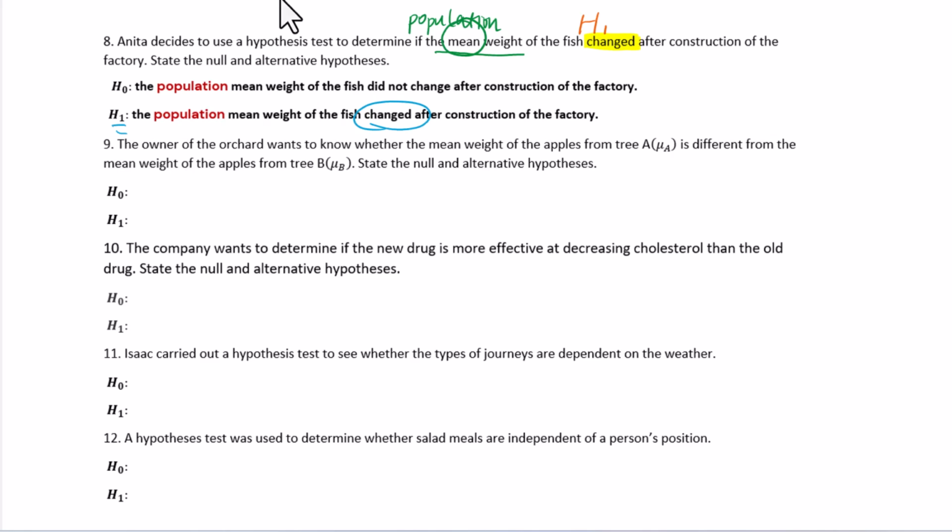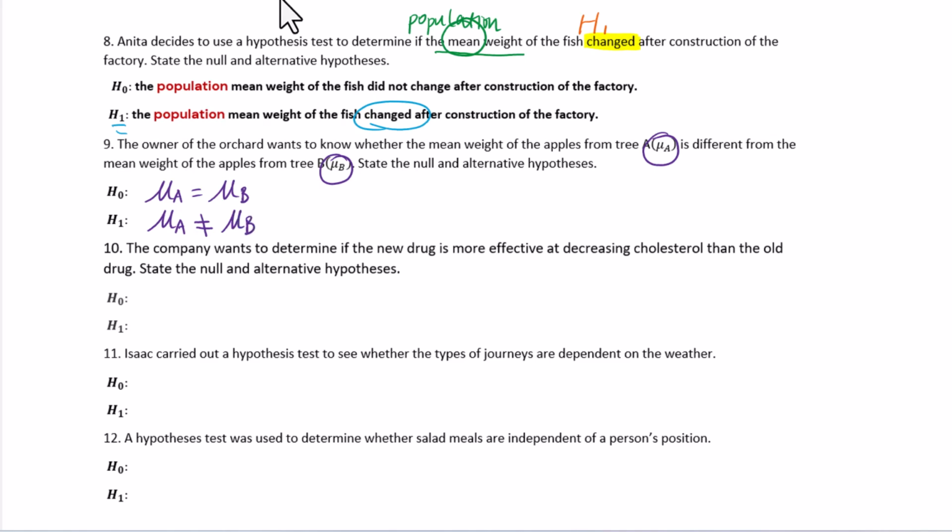Question 9. The owner of the orchard wants to know whether the mean weight of the apples from tree A is different from the mean weight of apples from tree B. Since we are given mu A, which means the population mean of tree A, and mu B, the population mean of tree B, H0 will be mu A equals mu B. H1 will be mu A is not equal to mu B.